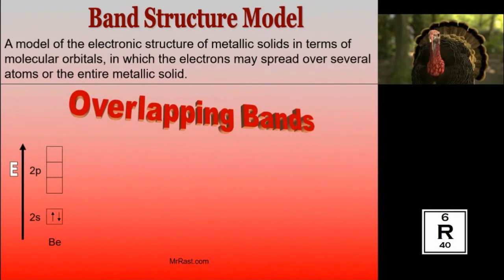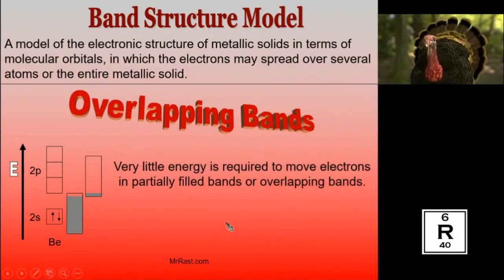Now, beryllium is element 4, so it's got 2 electrons in the core and 2 electrons in the valence. In this situation, on the same shell, we have the 2s and the 2p. What we have here is what we call overlapping bands. Very little energy is required to move electrons in partially filled bands or overlapping bands. So the energy jump from 2s to 2p is not very high.